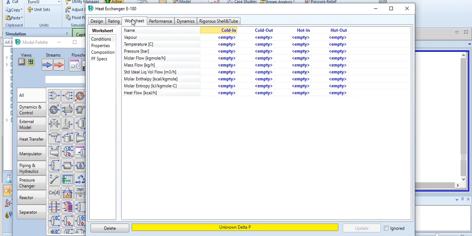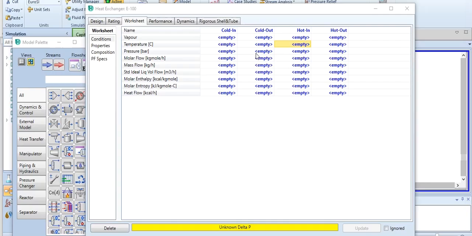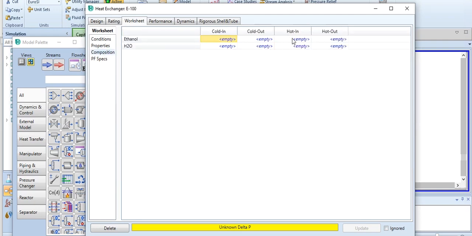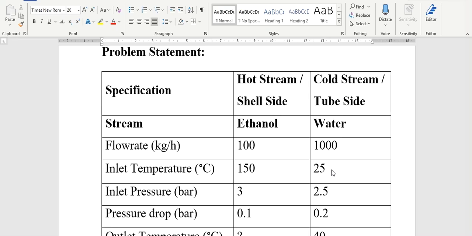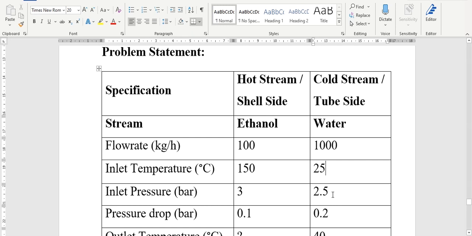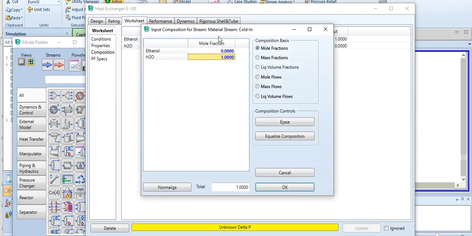Going to the worksheet, first we will give the values of the hot stream inlet, then the cold stream inlet. Hot stream inlet values are 150 degrees centigrade, 3 bar, and 100 kg per hour. The flow rate is in kg per hour, and the composition of hot is 1 and 0. What are the conditions of the cold stream? 25 degrees centigrade, 2.5 bar, and 1000 kg per hour. The composition is 1 for water.